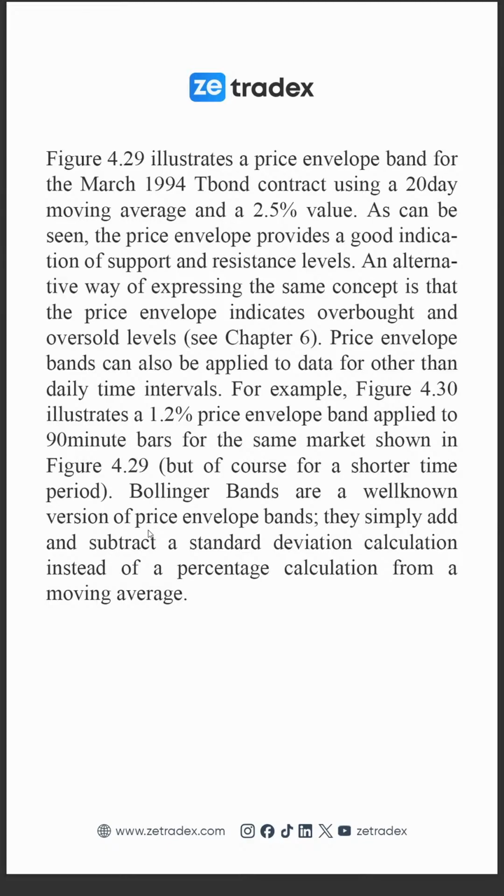So we talk about resistance zones defined by concentration of prior relative highs and lows. And next page. Bollinger Bands are a well-known version of price envelope bands. They simply add and subtract a standard deviation calculation instead of a percentage calculation from a moving average.